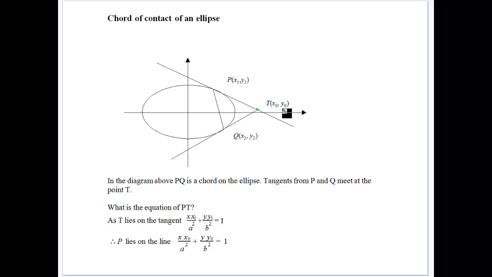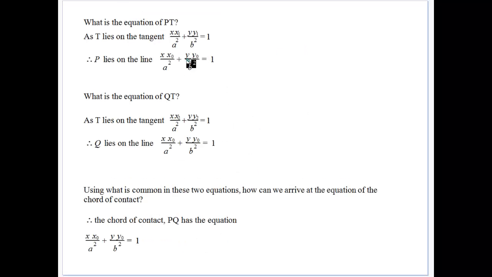So it's (x0, y0). If we have a look at that, the equation of PT would be xx1 on a squared plus yy1 on b squared is equal to 1. We know that from the work we did with the tangent. We've skipped a little bit here, but if we have a look over the page, the equation of QT would be the same: xx2 on a squared plus yy2 on b squared is equal to 1.